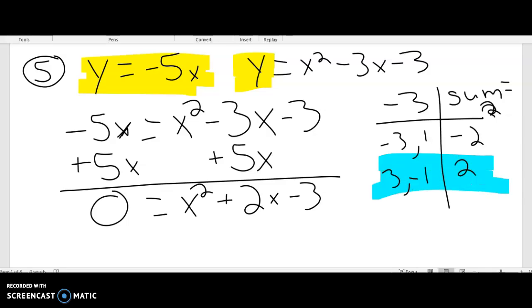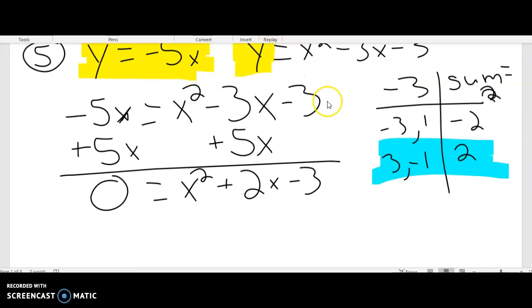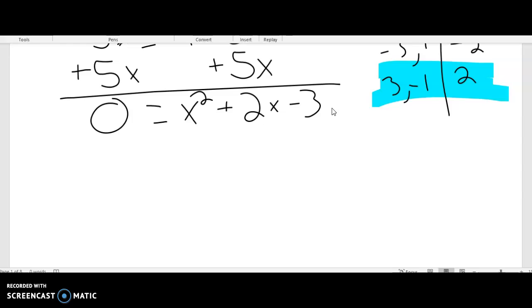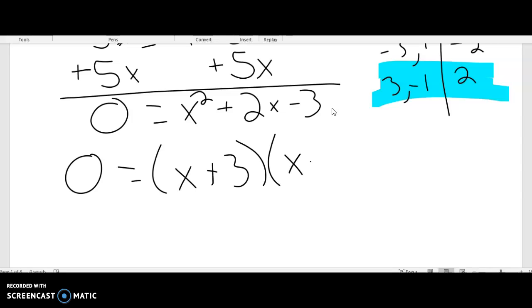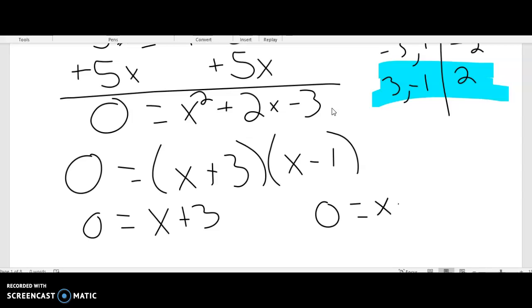Okay, so since we know how to factor and we're pretty darn good at it, let me scroll and give us some more room here. We know that we're going to have 0 equals x plus 3 times x minus 1. Okay, and since we have an equal sign there, we are going to set both of these equal to 0. So 0 equals x plus 3 and 0 equals x minus 1. And we're going to find out that negative 3 equals x and 1 equals x. All right, now we have two solutions.